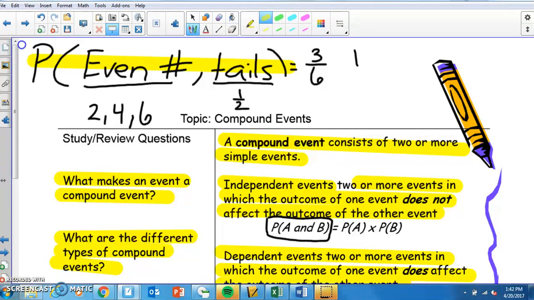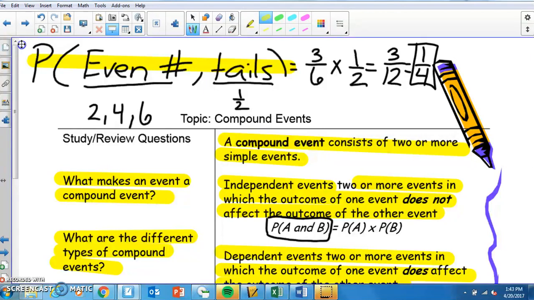Our probability of landing on tails for a coin that's flipped would be 1 out of 2. So 1/2. So what we're going to do is we're going to take the probability of the first one, an even number, which is 3/6. The probability of the second one, which is tails, 1/2. And all we're going to do is multiply them together. So our probability would be 3/12. And then, of course, when we simplify, you would get 1/4.